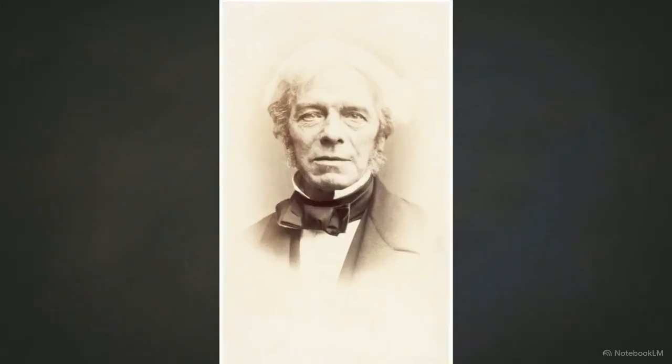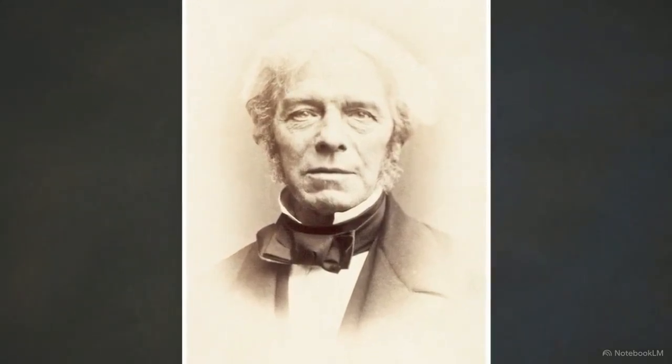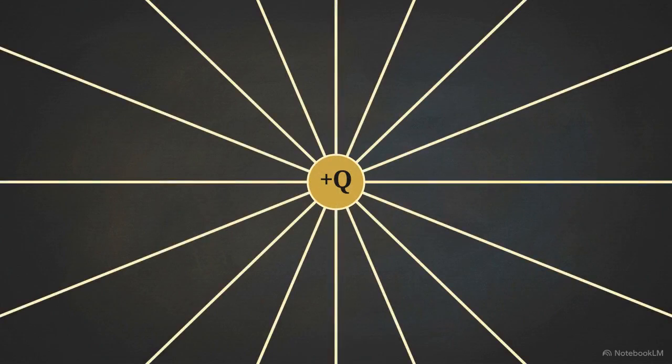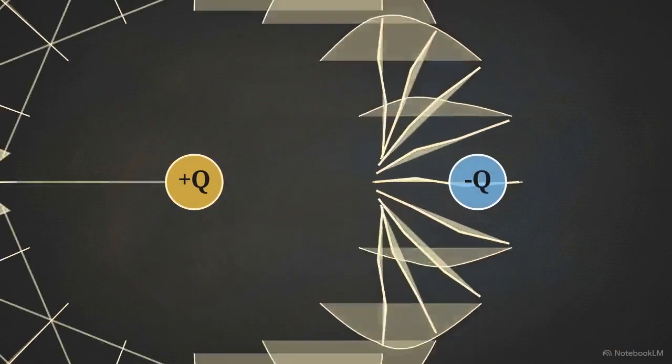To understand how these forces act across a vacuum, Michael Faraday developed the concept of the electric field. By definition, the electric field is the force per unit positive test charge. Because a positive source will always repel that test charge, the field lines for a positive charge are drawn pushing outward radially. When a negative charge is introduced, the map changes.